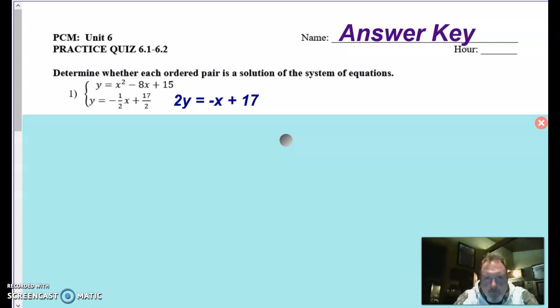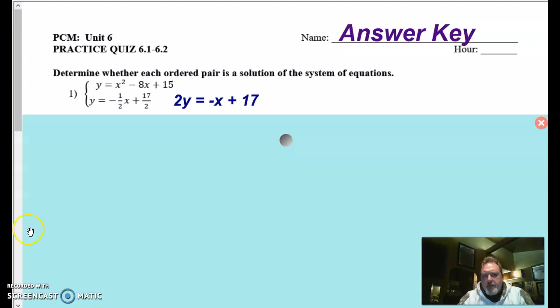All right, welcome back. This is the practice quiz for 6-1 and 6-2 for PCM. I'm going to take a few moments on each one of these problems to walk through like we would in class. The nice thing here is you can hit pause or rewind as you need to as we go through this. So feel free to do that at any time.